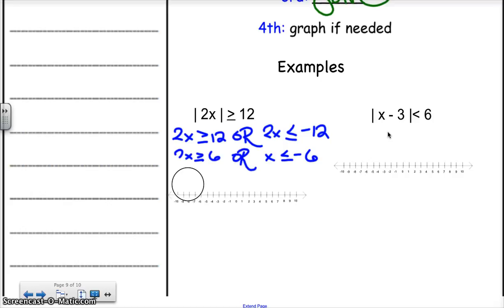Wait, why did I do that? This should just be x. Oh gosh. X is greater than or equal to 6. Okay.